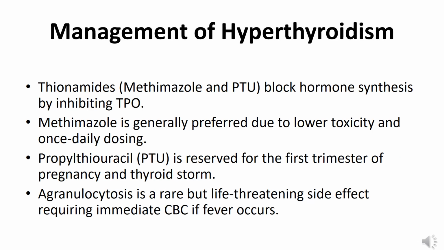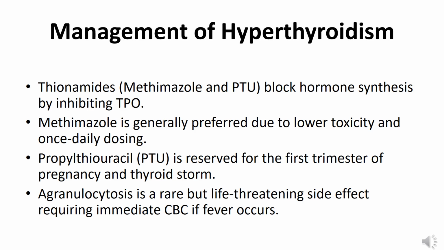Hyperthyroidism occurs when the thyroid gland produces excessive thyroid hormones, causing the body's metabolism to speed up dramatically. Patients may develop palpitations, tremors, weight loss, heat intolerance, anxiety, and excessive sweating because nearly every organ system becomes overstimulated.